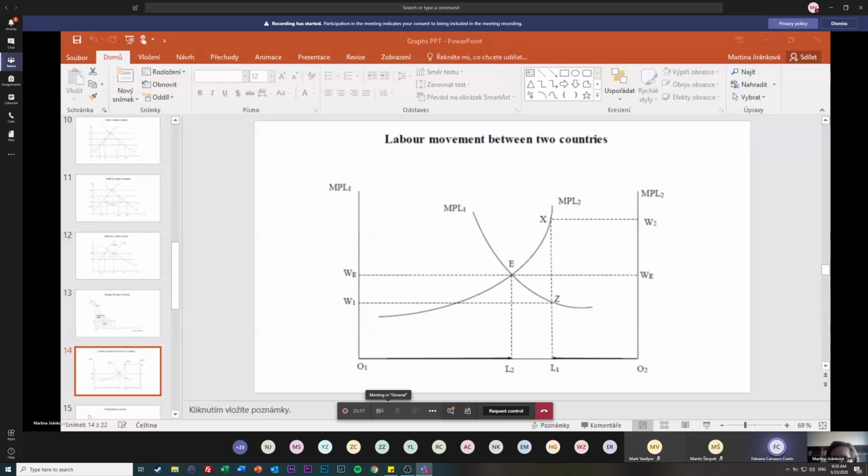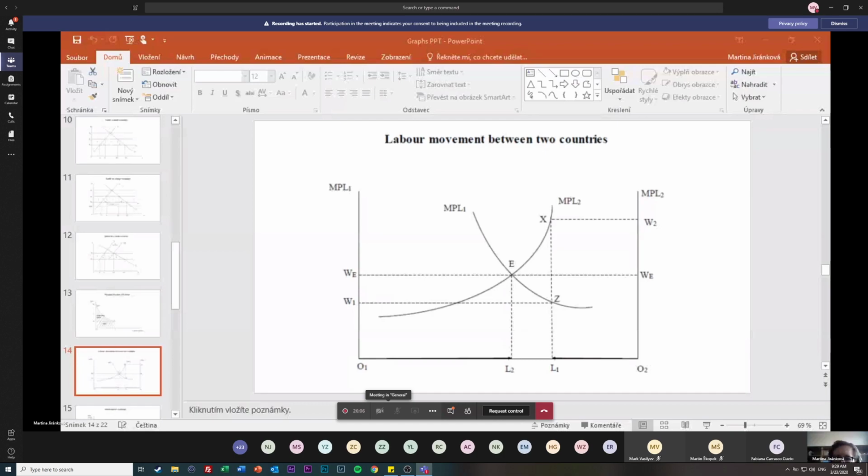Again, capital is the fixed factor, labor is the variable factor, and we are again producing just one product. This I will explain there. So now we have the basic situation.